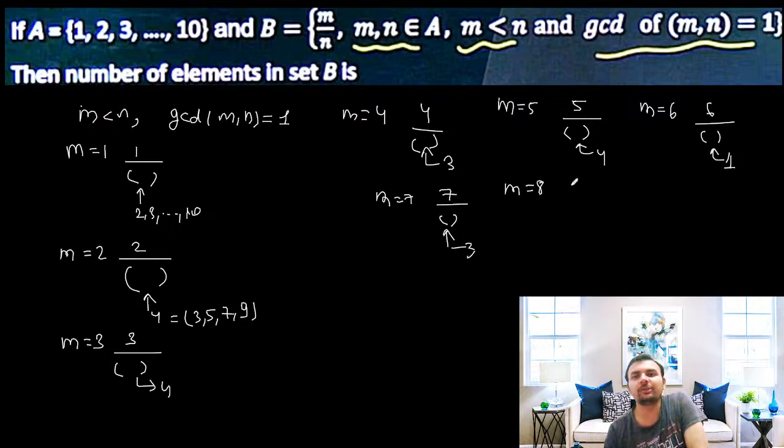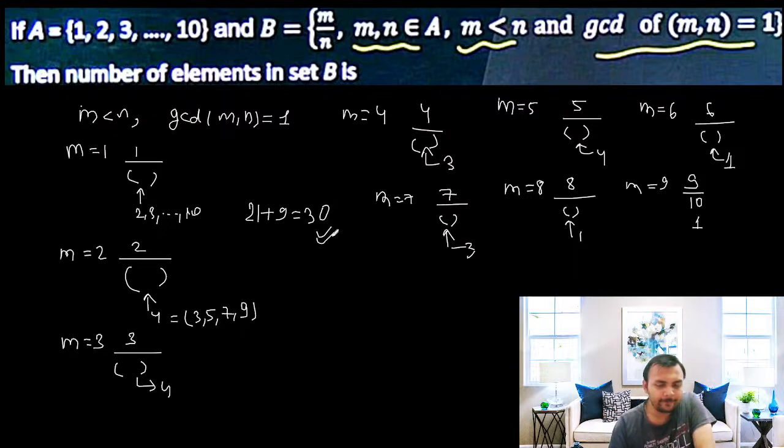M equal to 8. So 8 by 9. Only one possibility. M equal to 9. We have 9 by 10. Only one possibility. So 1, 2, 5, 6, 10, 13, 8, 21, 21 plus 9. So 30 is the answer. Okay.